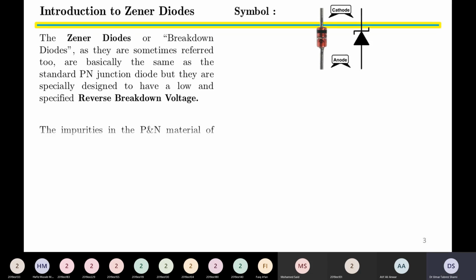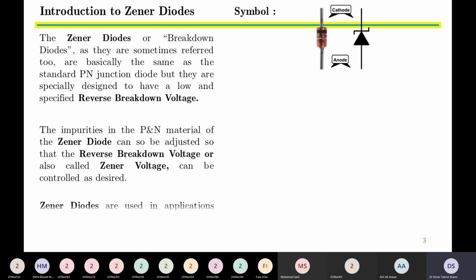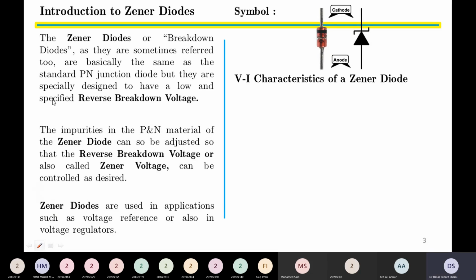This slide presents the introduction to Zener diodes. And I will read from the slide that Zener diodes, or breakdown diodes as they are sometimes referred to, are basically the same as the standard PN junction diode, but they are specially designed to have a low and specified reverse breakdown voltage. And in a while we will see what this reverse breakdown voltage is.